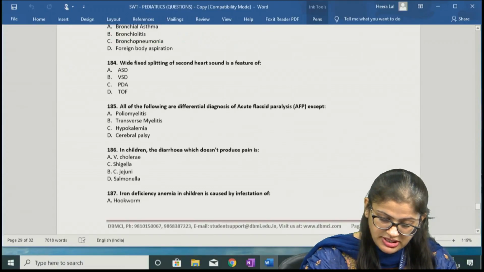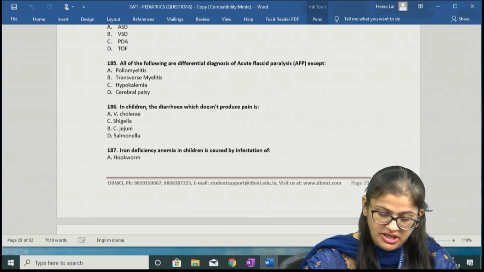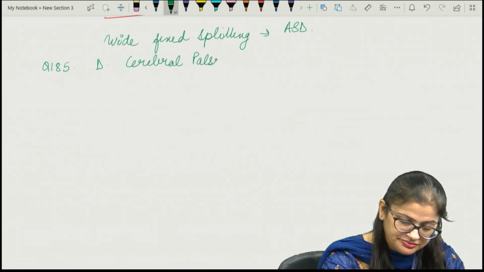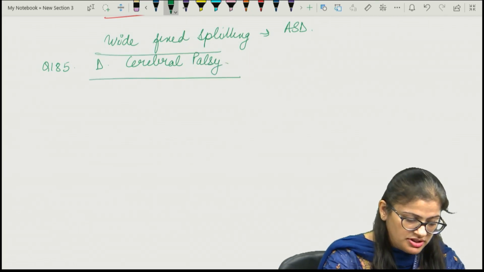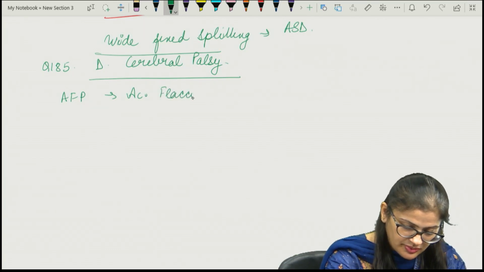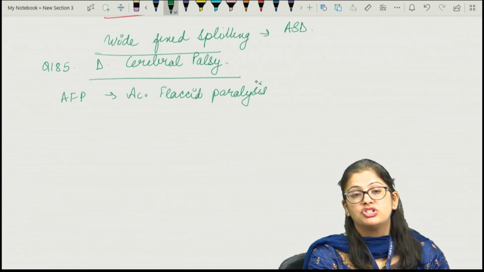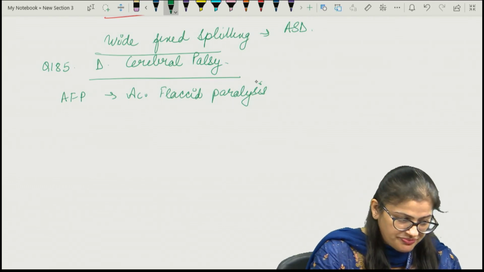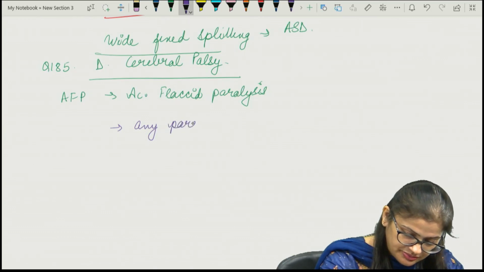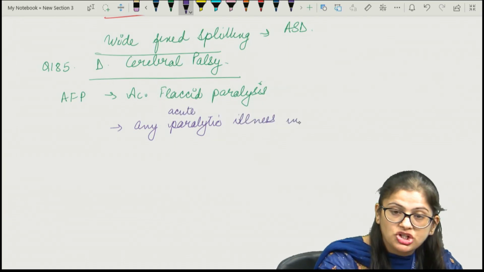Next we come on to question number 185, and question number 185 was, all of the following are differential diagnosis of acute flaccid paralysis AFP except, and the correct answer is option number D, that is cerebral palsy. So basically what is AFP or acute flaccid paralysis? Basically, this is one of the most important ways of surveillance which is undertaken as a part of the polio eradication program, and it is defined as any paralytic illness of acute onset in a child less than 15 years of age.